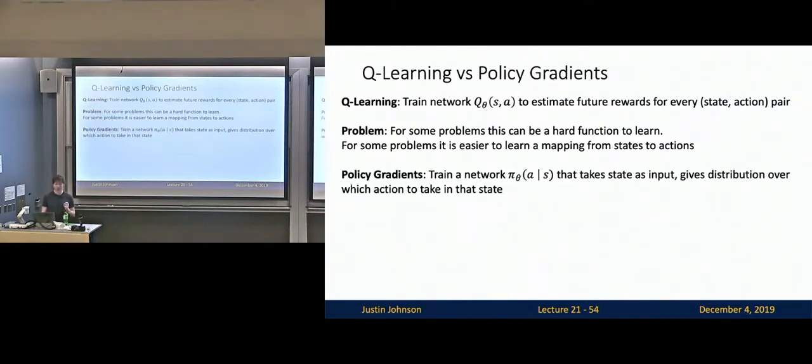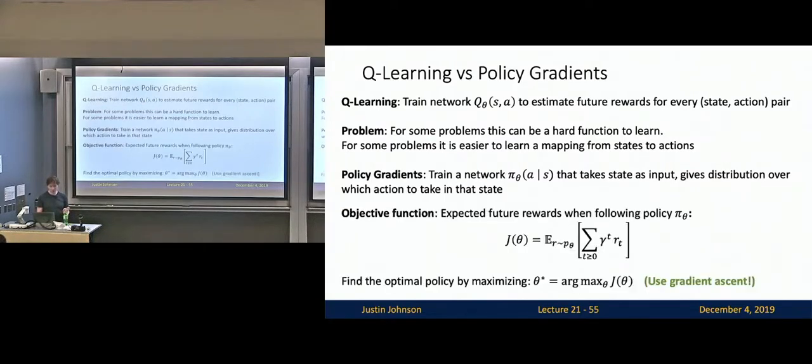So that gives us this second category of algorithms for deep reinforcement learning called policy gradient algorithms. In a policy gradient algorithm, we're going to learn a neural network which inputs the state and then outputs a distribution over the actions that we should take in that state. So this is kind of directly parameterizing the optimal policy.